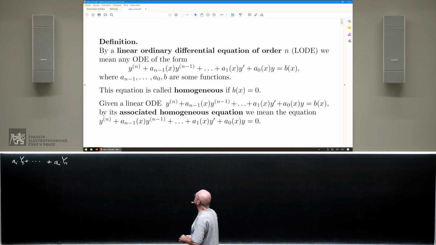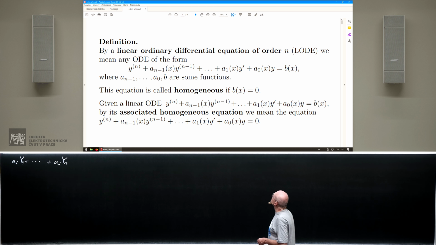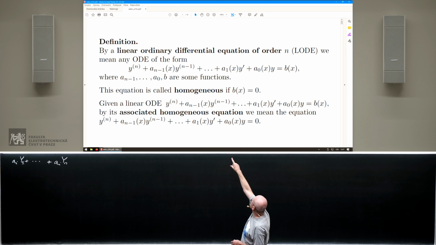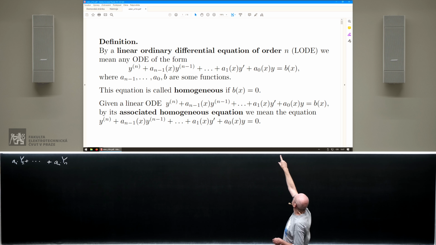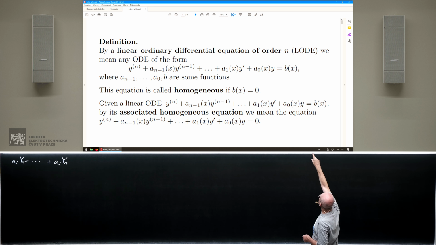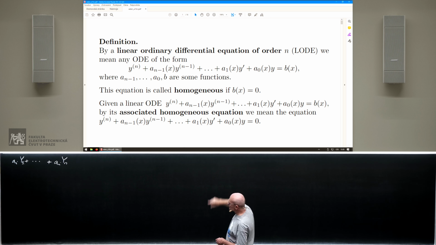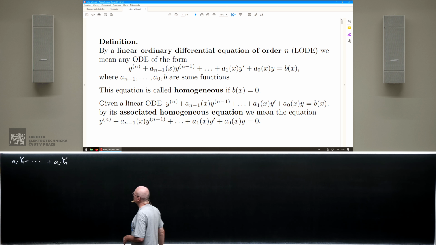And when we look at the definition of the linear differential equation, we can notice that there is the nth derivative and n minus first derivative and so on, all the way to the first derivative and to the original function on the left-hand side. And they are multiplied by some coefficients and summed up. So that's exactly a linear combination.